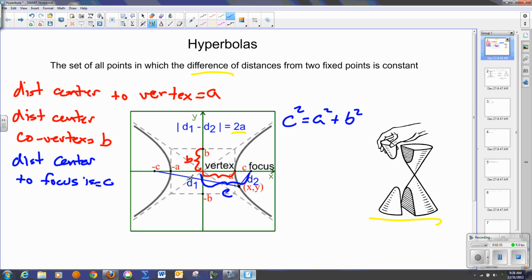Now, I have two axes of symmetry in this case. On the vertices, you will always have what's called a transverse axis, and its length will always be 2a. When I'm talking about my covertices, we're going to have what's called a conjugate axis, which will always have a length of 2b.